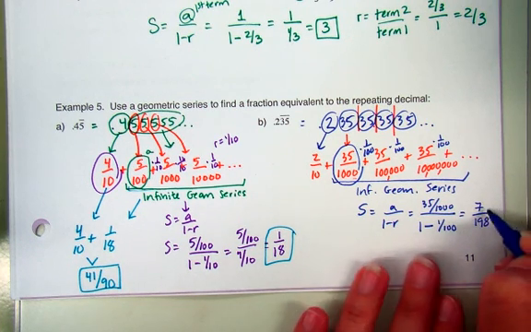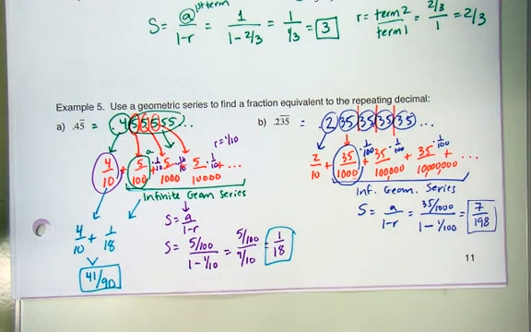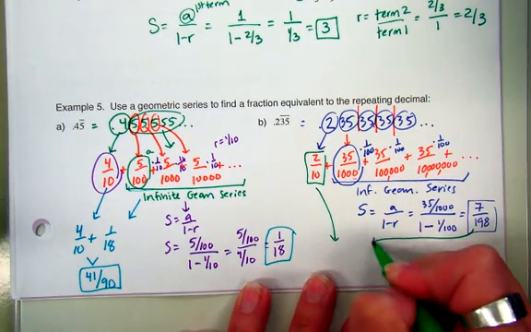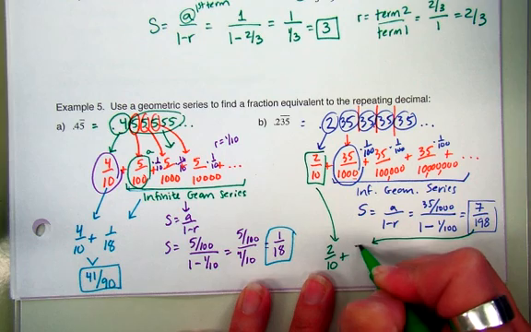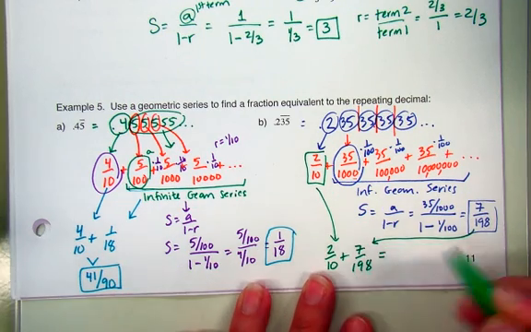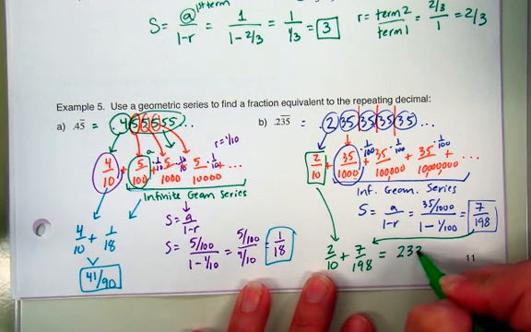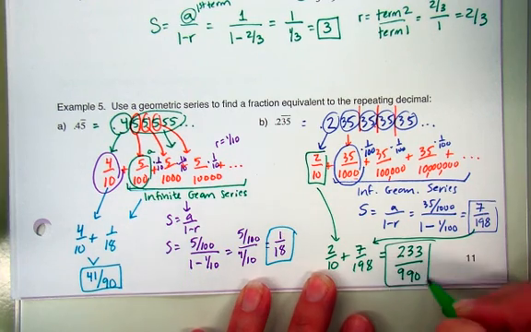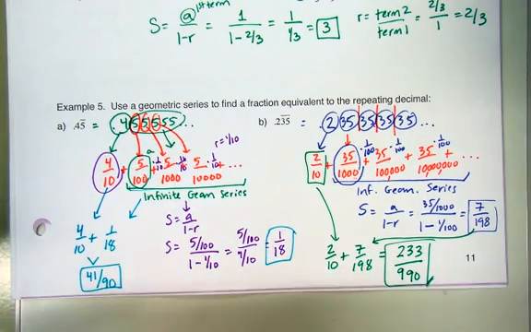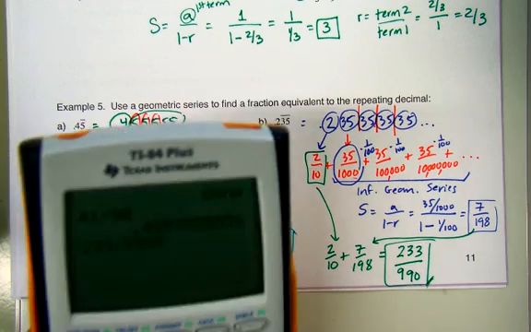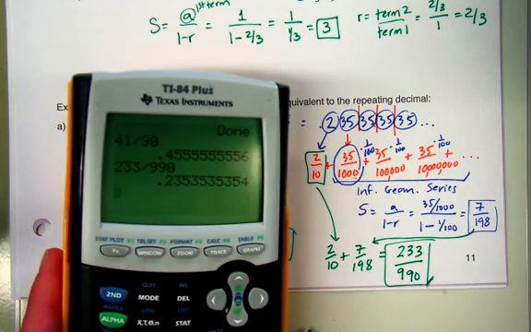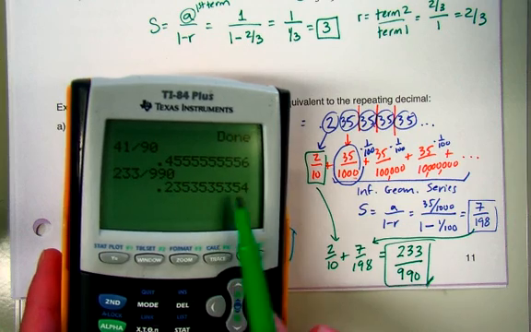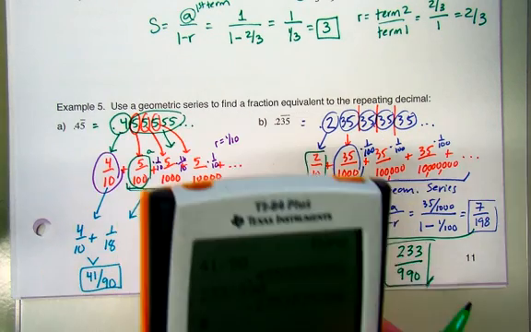So then I need to take that sum and add it together with the other part. Common denominator, work it all out, simplify. You should get 233 over 990. And again, you can check it on your calculator. 233 over 990, it indeed is 0.2353535353535. So there you go.